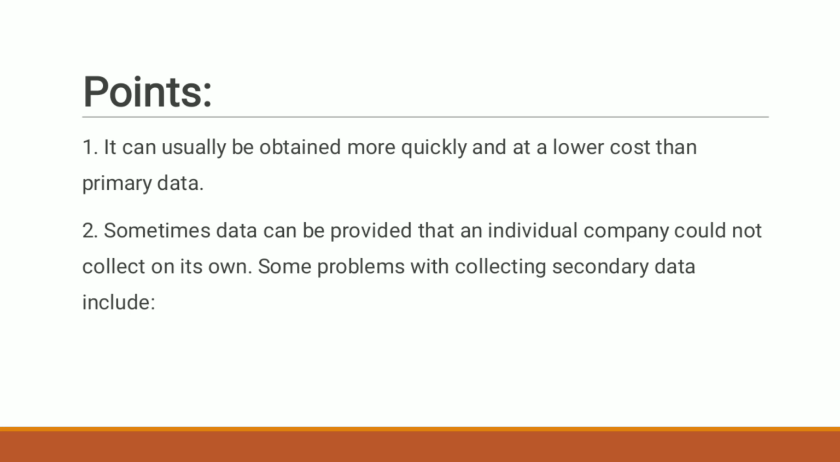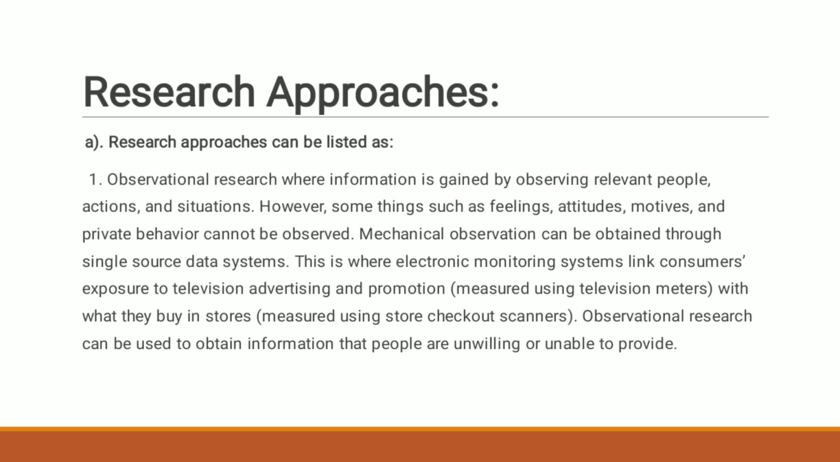Some problems with collecting secondary data include... Research approaches can be listed. Observational research, where information is gained by observing relevant people's actions and situations. However, some things such as feelings, attitudes, motives, and private behavior cannot be observed.